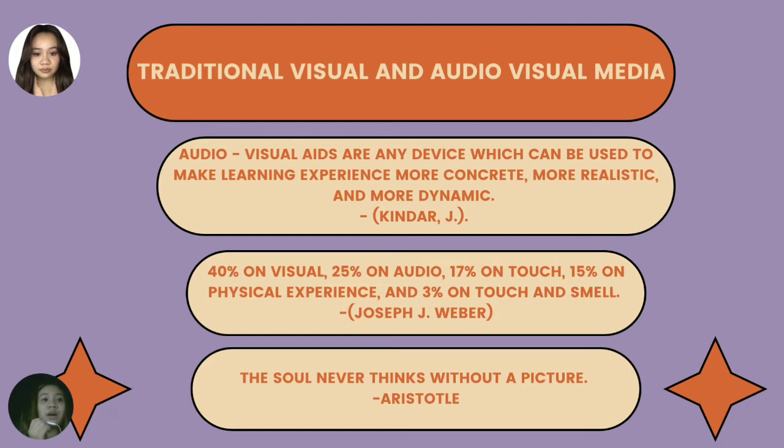Next, according to Joseph J. Weber in his study, our perception about different things is based on 40% visual, 5% audio, 17% on touch, 15% physical experience, and 3% on touch and smell. So as you can see here, 40% is the highest, and the visual got the highest percentage about us understanding or our perception based on various things.